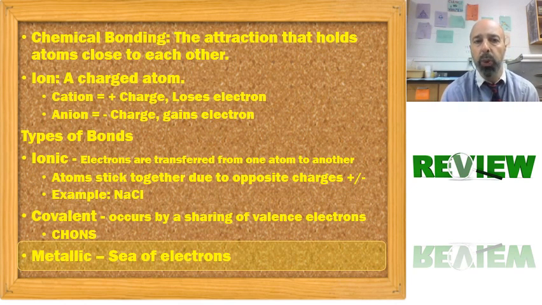And last but not least, we have metallic bonds, which happen between metals, obviously, and create a sea of freely roaming electrons, which allows the metals to conduct electricity, allows them to conduct heat, allows them to be bent into different shapes, which means they are malleable, and all of that kind of stuff.